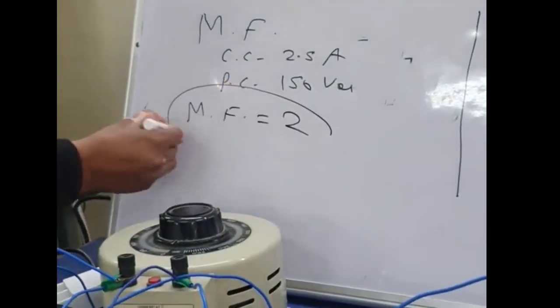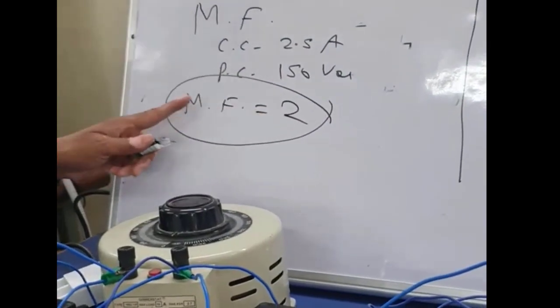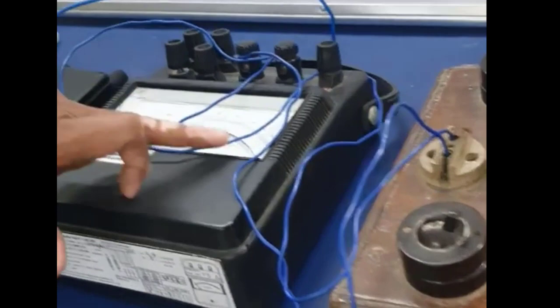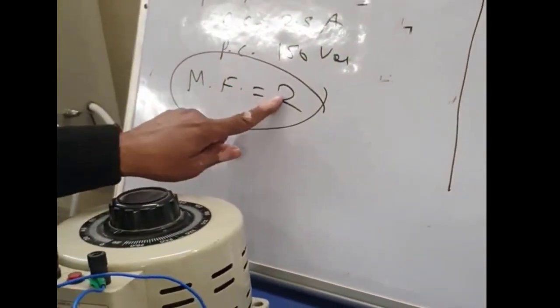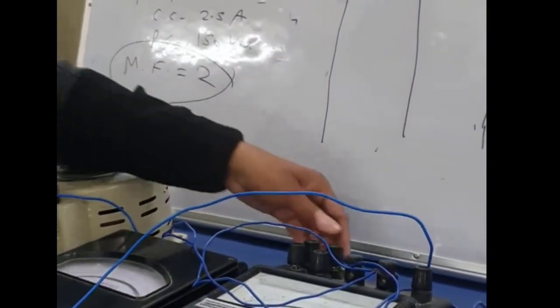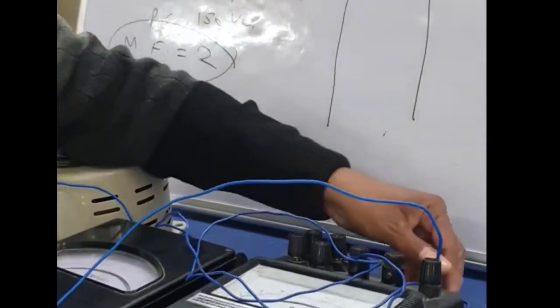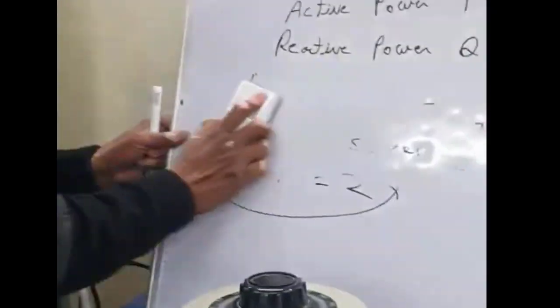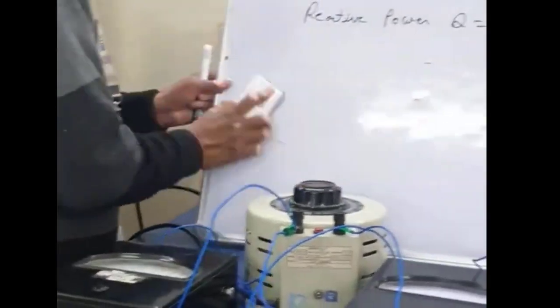What is the meaning of MF? What is the application of MF? In that condition, whatever readings are obtained from this wattmeter should be multiplied by 2. That is the application of the multiplying factor. The multiplying factor is basically used to extend the range of the instrument. So we start the circuit and take the observation table.